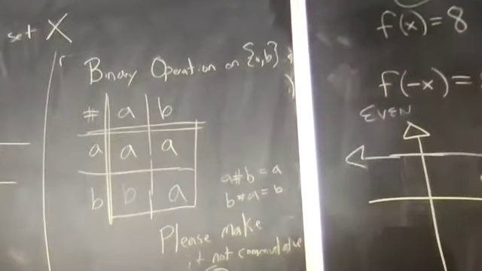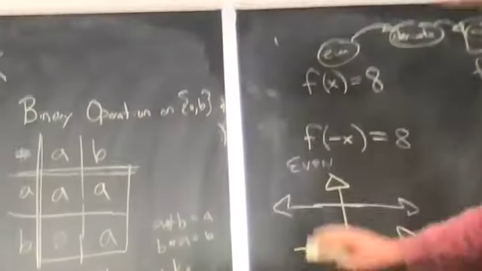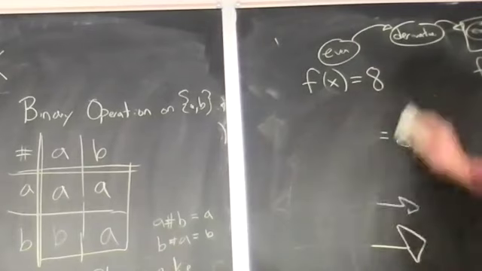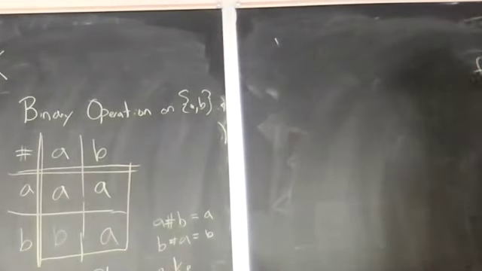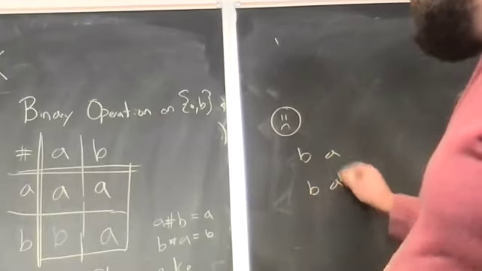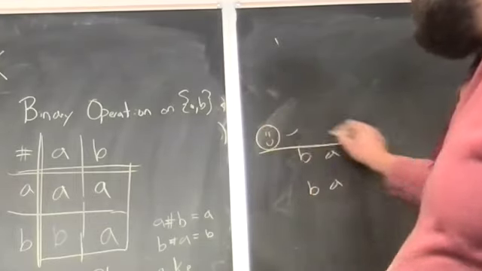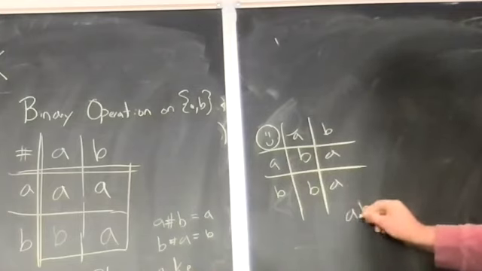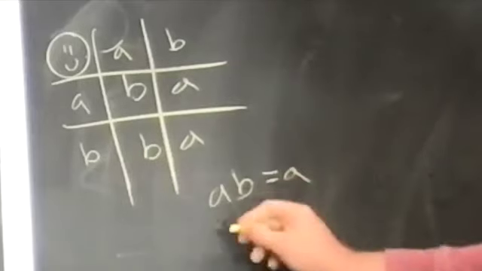Anybody else have one? Because it's perfectly valid, but there might be other examples. Are there other things people thought of that were non-commutative as binary operations? A, B, A. I don't know why, but it's called smiley face. You're good. So A, B is equal to A, but B, A is equal to B.